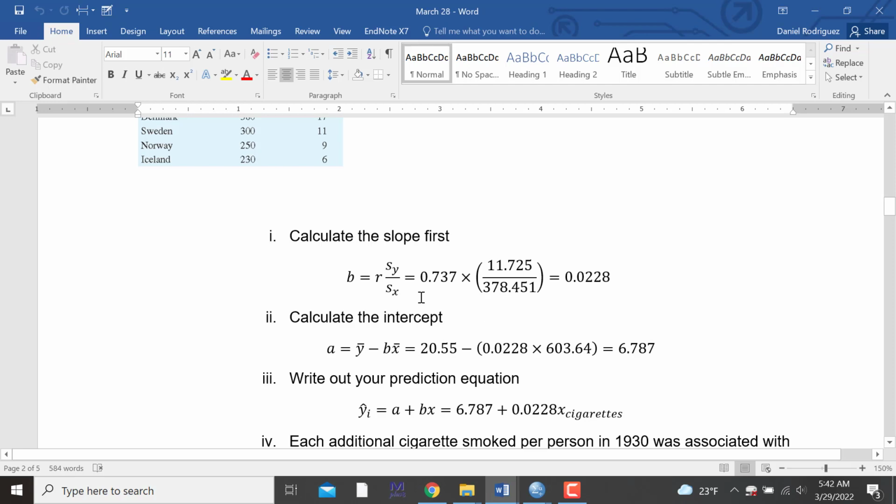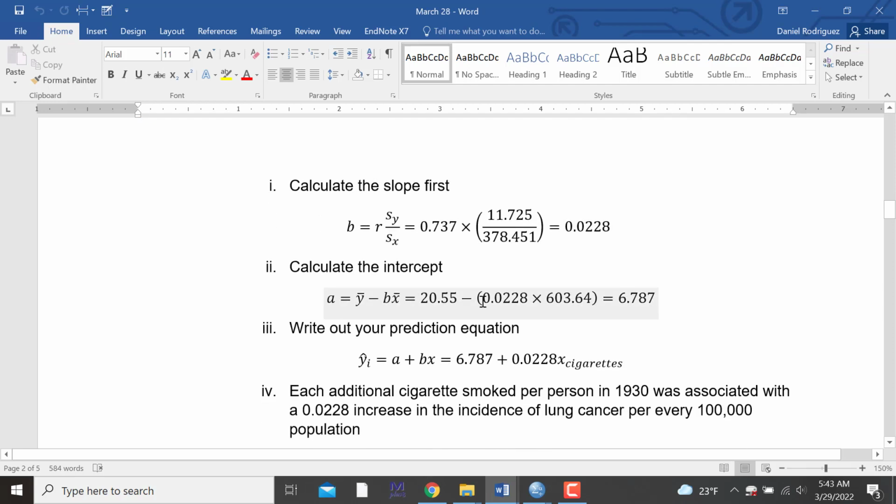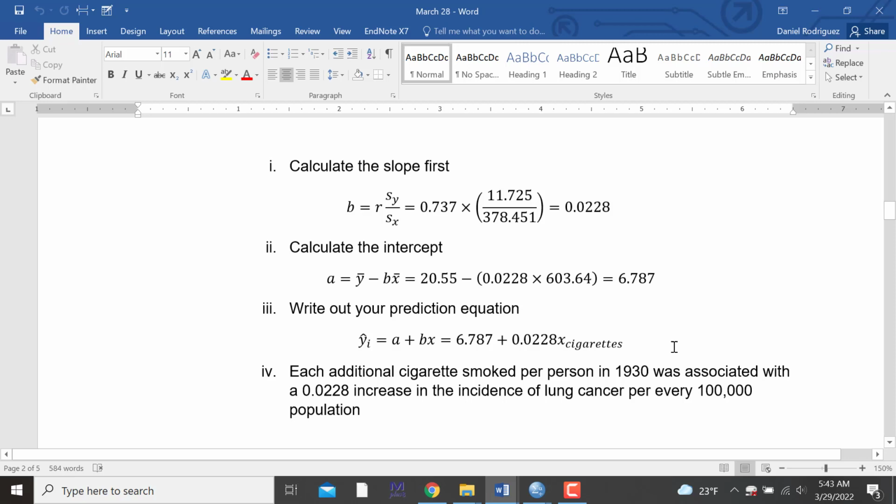So let's go ahead and do this. So we need our slope, our B is called our slope. So we look at the correlation times the quotient of the standard deviations, right? And we get correlation is 0.737 times this ratio here. And we get 0.0228, so that's our B value. Need to calculate our intercept. We use the equation I showed you earlier. We substitute the means in where applicable, and of course the B value, and we get 6.787.